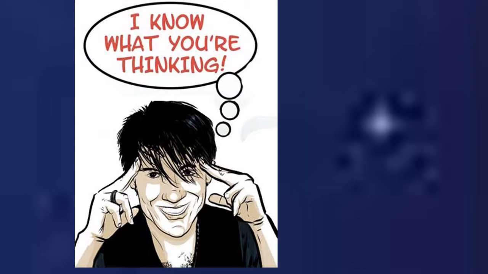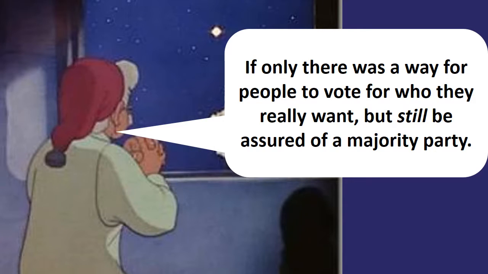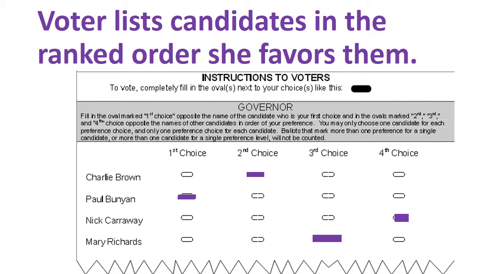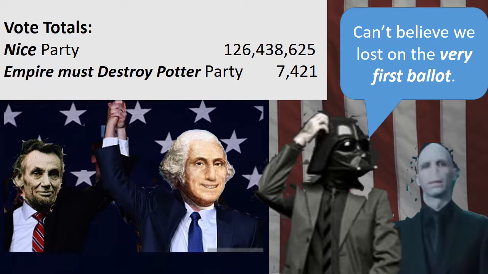If only there was some way for people to vote for the party or candidate that they really want, but we could still be assured of a majority party so that there would be a government. In ranked choice voting, a voter picks a first choice, a second choice, etc. If any candidate or any party gets more than 50% on the first ballot of the first choice votes, then that candidate becomes the winner.